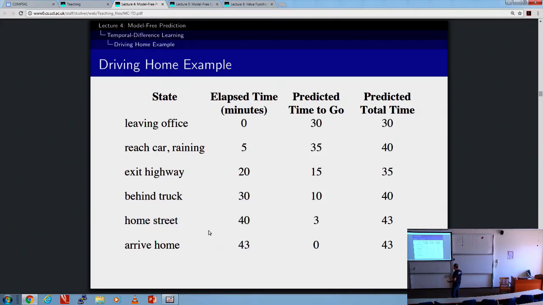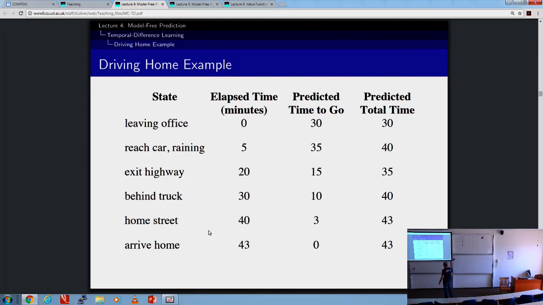As things happen, I'm going to update this value function. For example, I reach my car and I see that it's raining. Nobody knows how to drive in rainy weather in Istanbul. I already spent 5 minutes walking to the car. Now I'm predicting 35 minutes to go because of the rain, and my predicted total time became 40. So the value of this current state for me is 35.